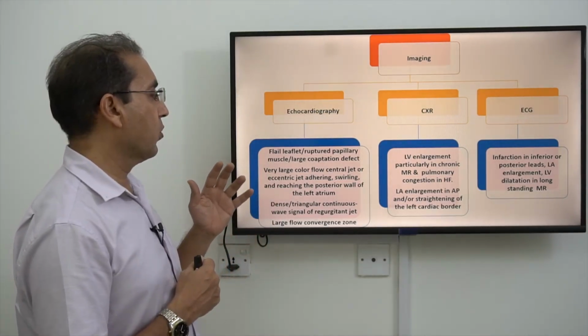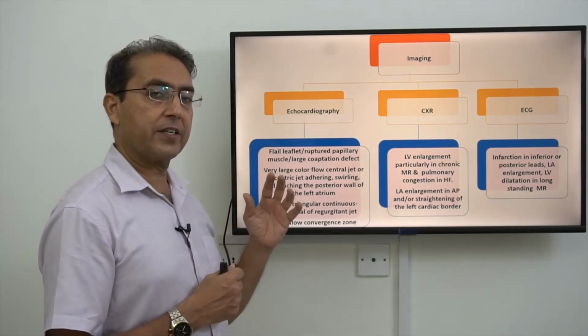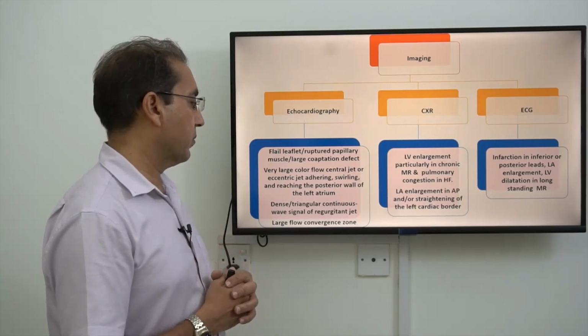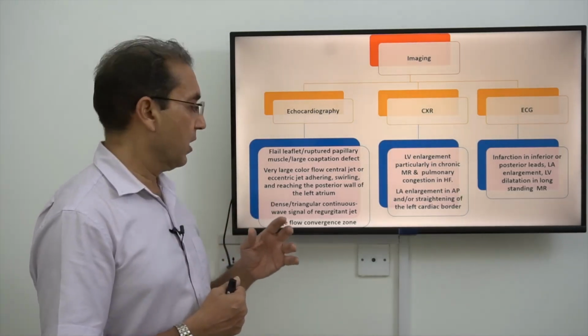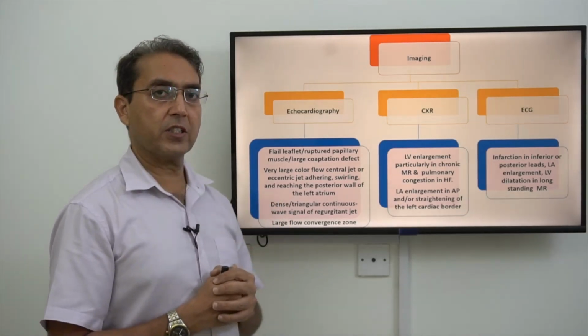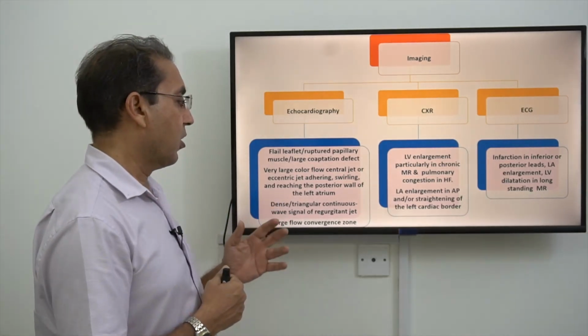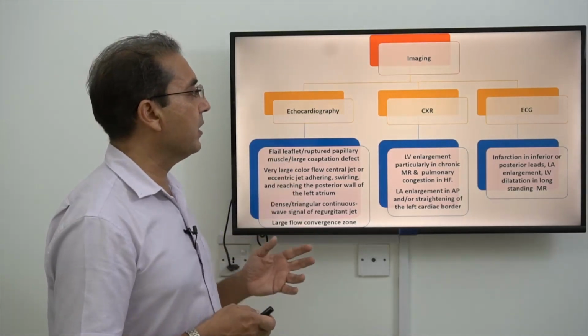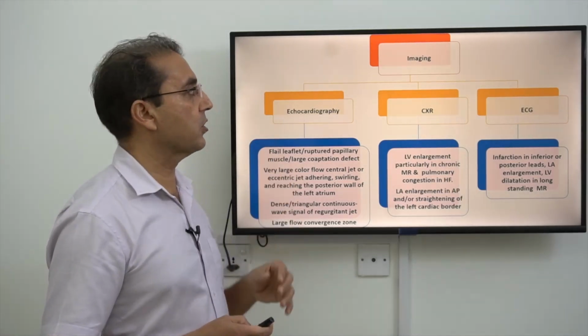You may see on color flow a large central jet or eccentric jet which is reaching the posterior wall of the left atrium. There may be a dense triangular continuous wave signal of the regurgitant jet, and a large flow convergence zone may be seen in the left atrium. So all these may be seen on echocardiography. This is the investigation of choice.